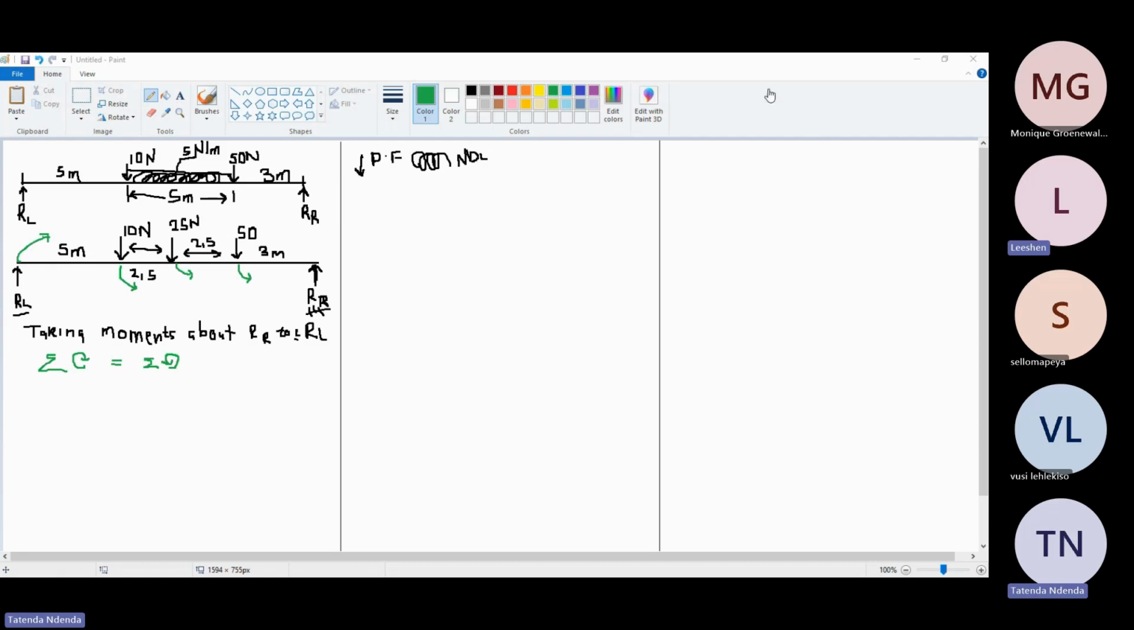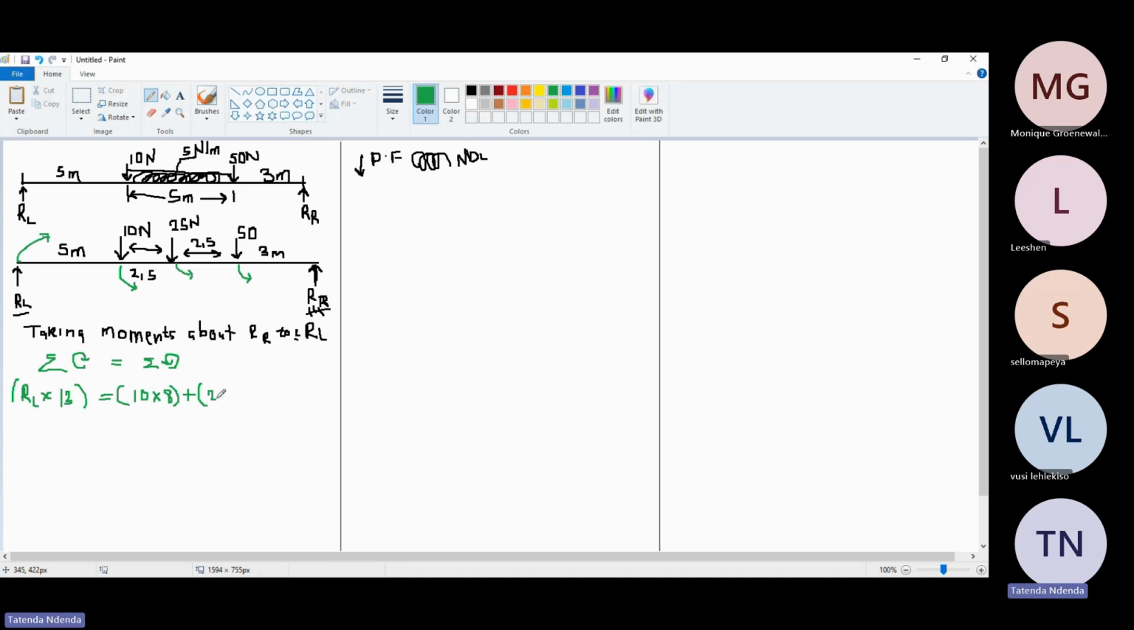Now we start with RL, with a total distance, which is 5 plus 5 plus 3, so it's going to be 13. So it's RL multiplied by 13. I think the clockwise moments are equivalent to the anti-clockwise moments. Now it's going to be 10 plus 8, then also having another one, which is what?